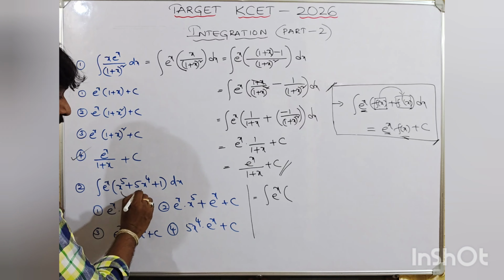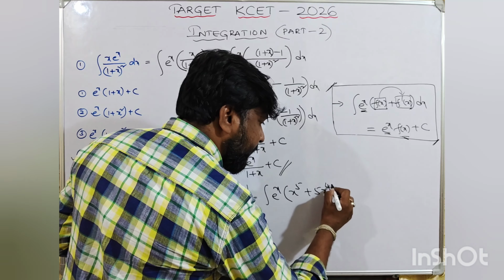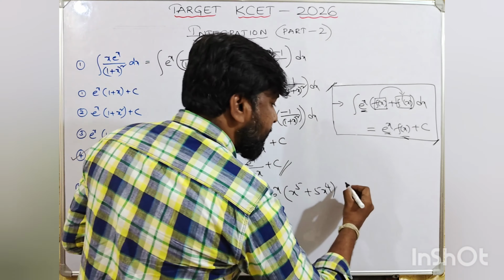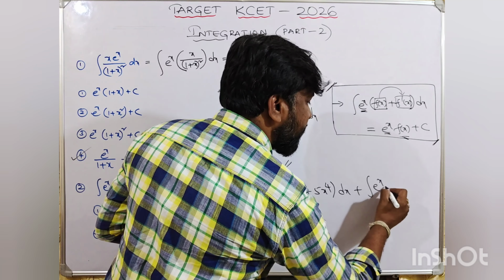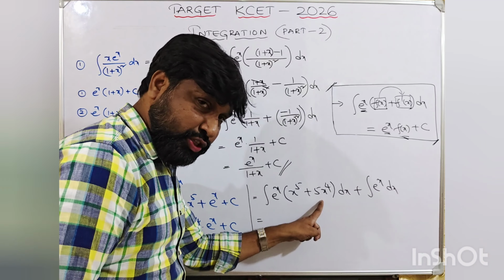So that derivative is there here only. That's what x^5 + 5x^4, write down here. Close the bracket, and e^x into 1, e^x. Let us separate this one: integral of (x^5 + 5x^4) e^x dx plus integral e^x dx. Finally, very simple. Integral e^x into, this is f(x), this is f'(x).